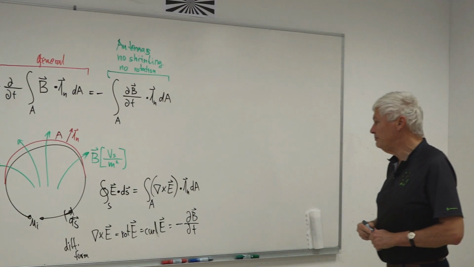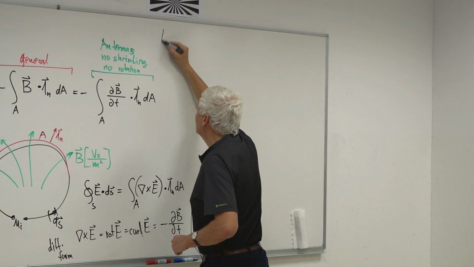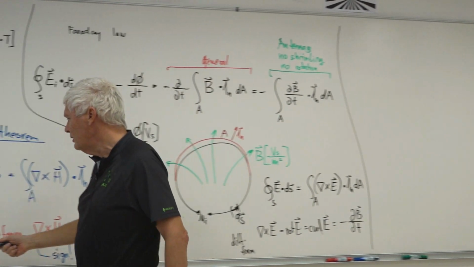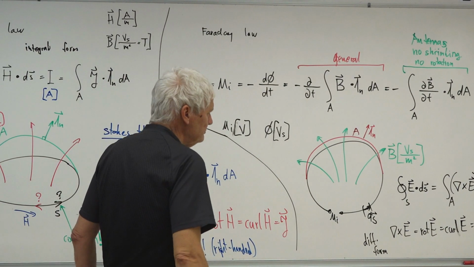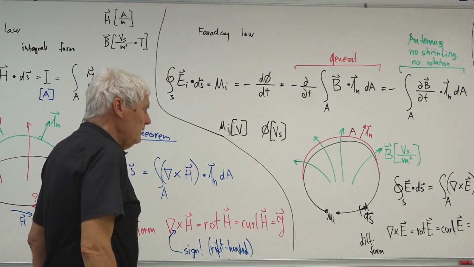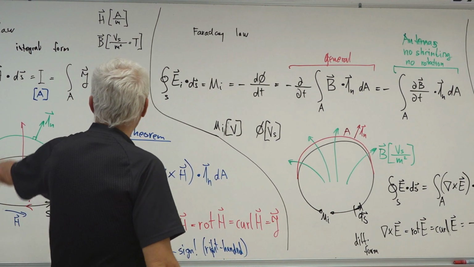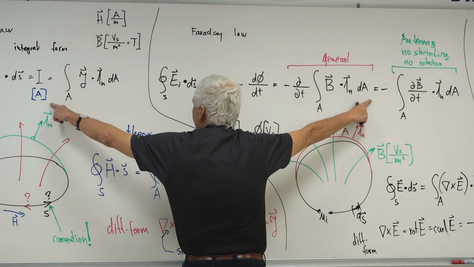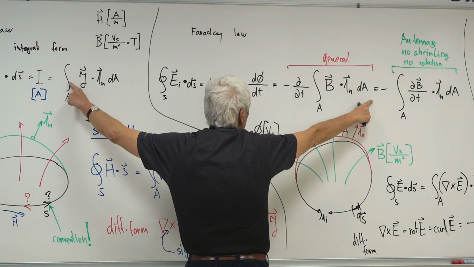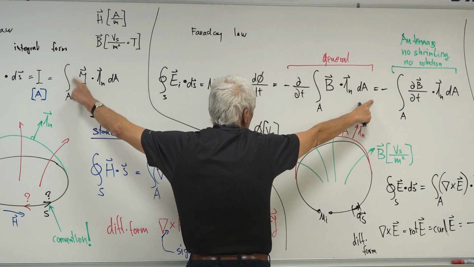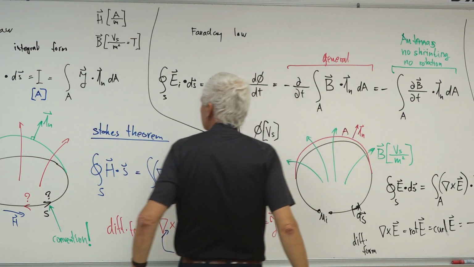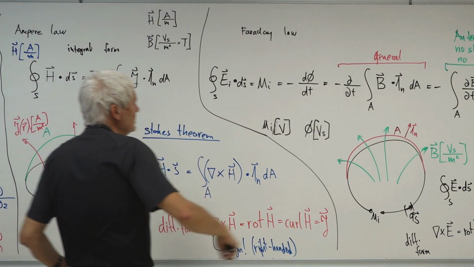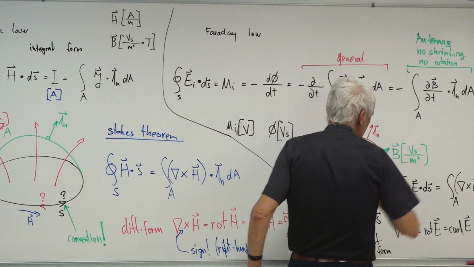What is now agreed with a convention and what is now fixed? The only thing physics requires is that the Ampere law and the Faraday law have different signs. Here the signs are different. Here's a plus sign, here's a minus sign. And that's all that is required. So plus sign here, minus sign here. Nothing else.